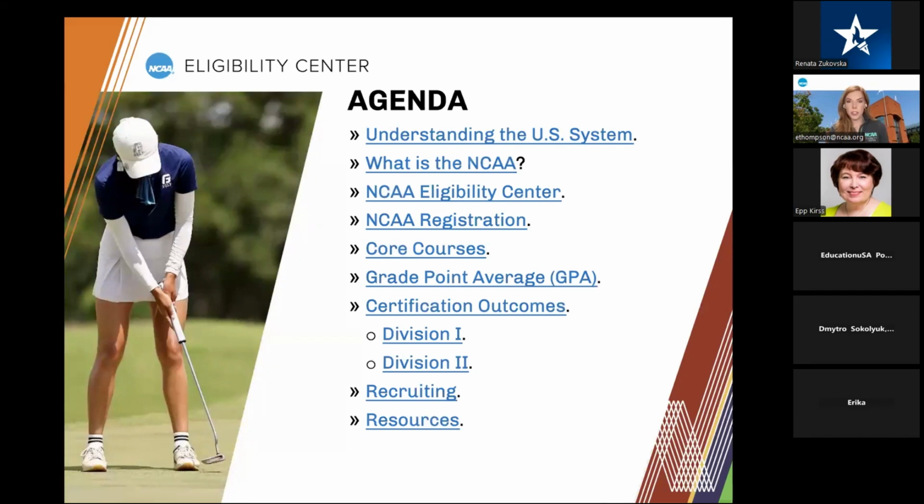Things that we will be going over today are understanding higher education in the US and how the system is structured, and an explanation of what the NCAA is, particularly the NCAA Eligibility Center, which is the front door to college athletics in the United States. We will cover what the registration process looks like for students interested in playing a sport in the US with the NCAA, what subjects you need to study, which we refer to as core courses, what grade point average you would need, and resources for you to find what the different outcomes could be for Division 1, 2, and even 3 eligibility. Then I'm going to go over some recruiting information and best practices, and we will wrap up with resources and some question and answer time.